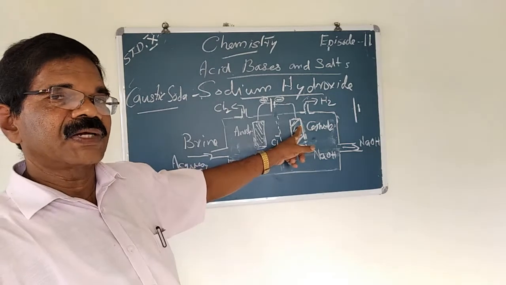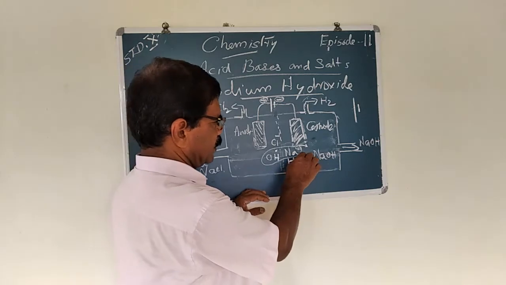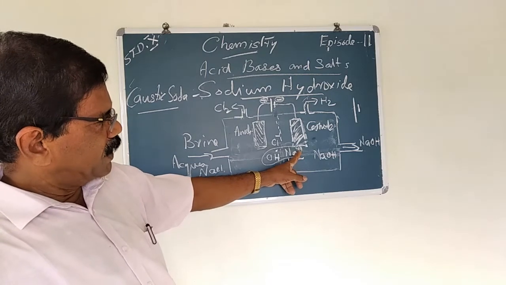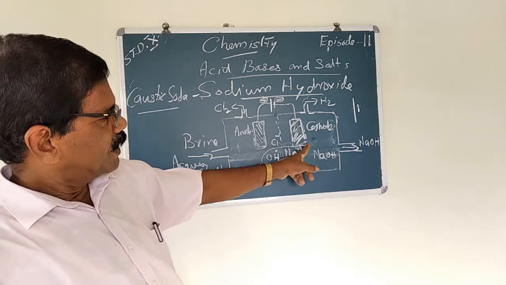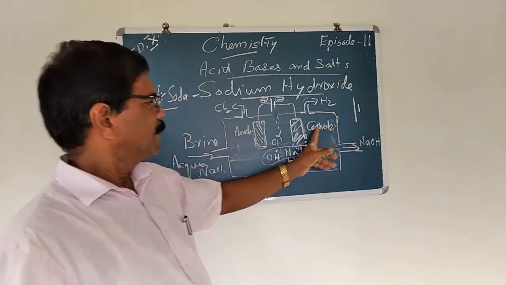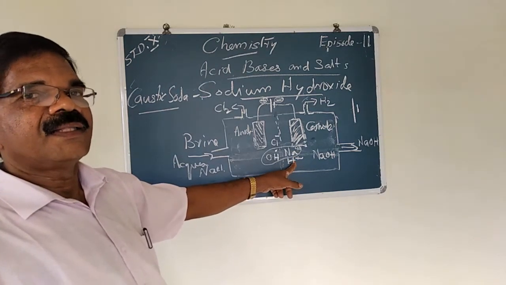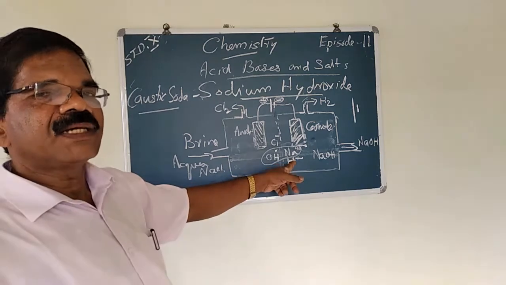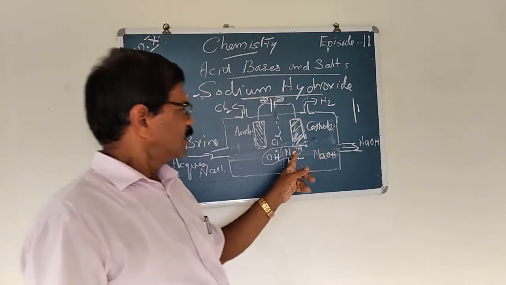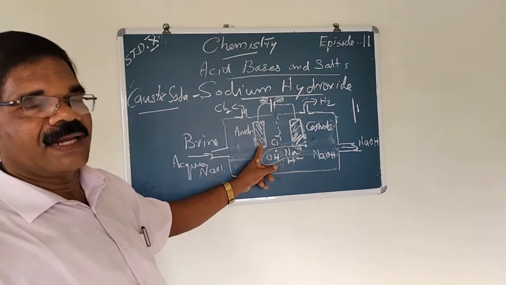Here the cathode is the negative electrode. It attracts the positive ions. What are the positive ions? Hydrogen ions and sodium ions move towards the cathode. The hydrogen gas escapes through this outlet. These ions that move towards the cathode are called cations. They are positively charged. The ions that move towards the anode are called anions.